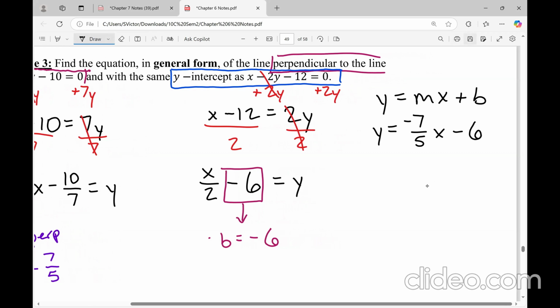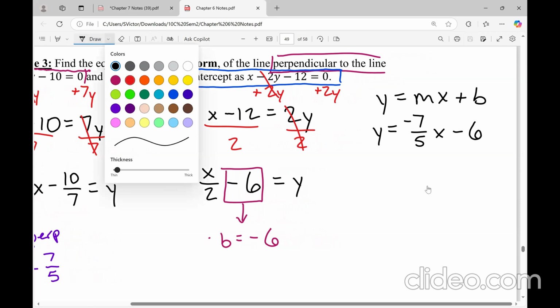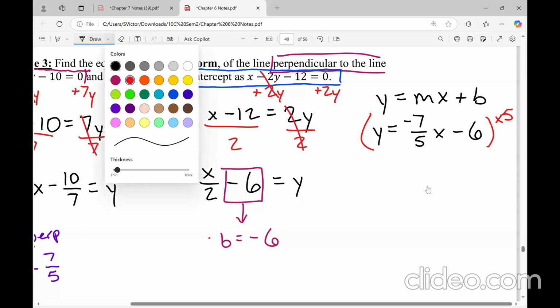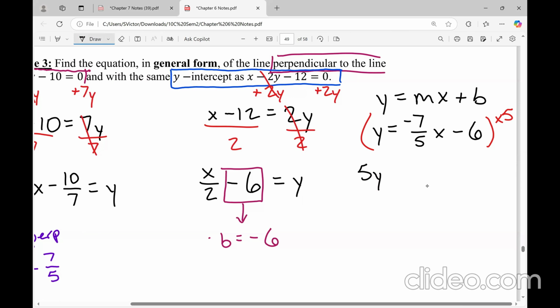So number 1, let's get rid of our fractions. So we're going to have to multiply this thing by the denominator. So our denominator is 5. We're going to multiply everything by 5. Y times 5 is 5y. -7 over 5 times 5 cancels out the denominator. It's just -7, so -7x. And then -6 times 5 would be -30.